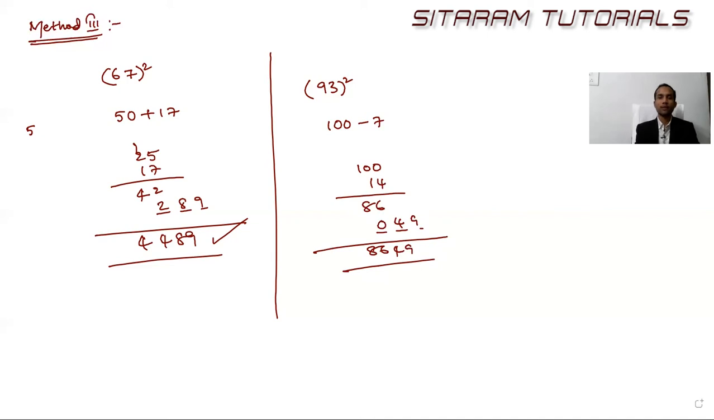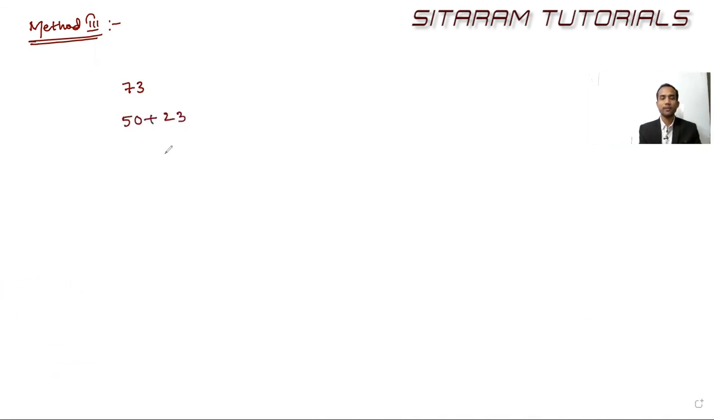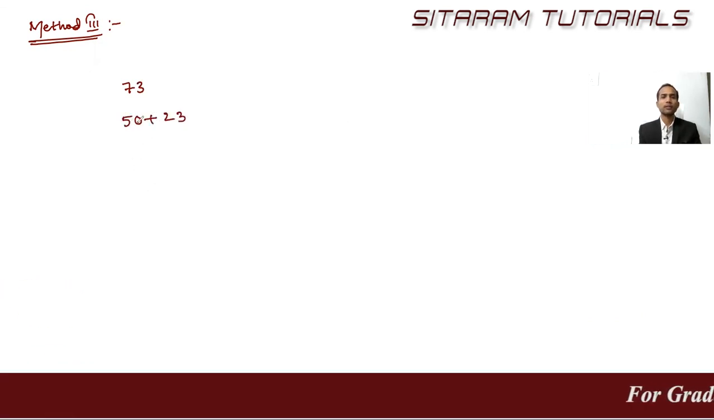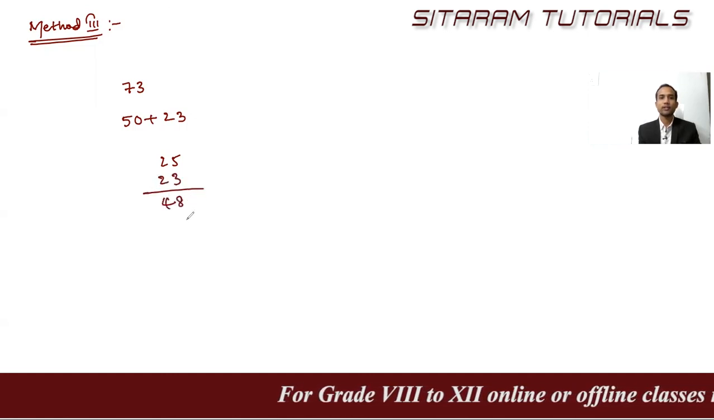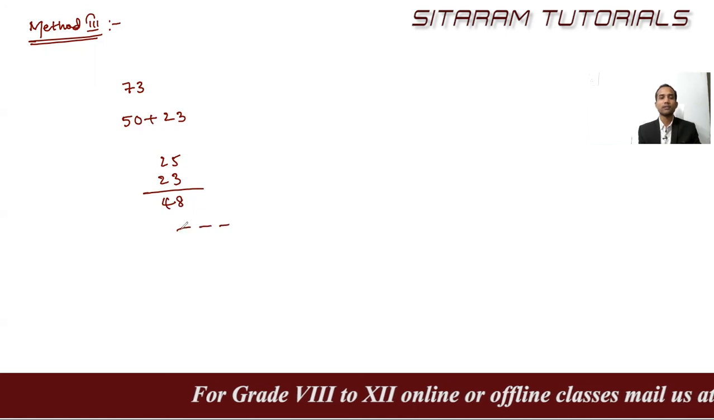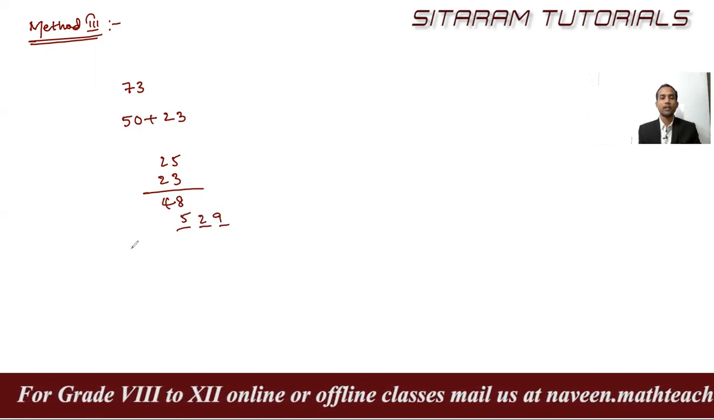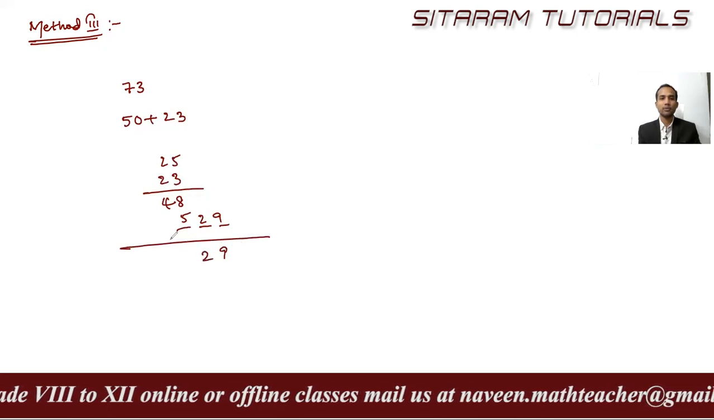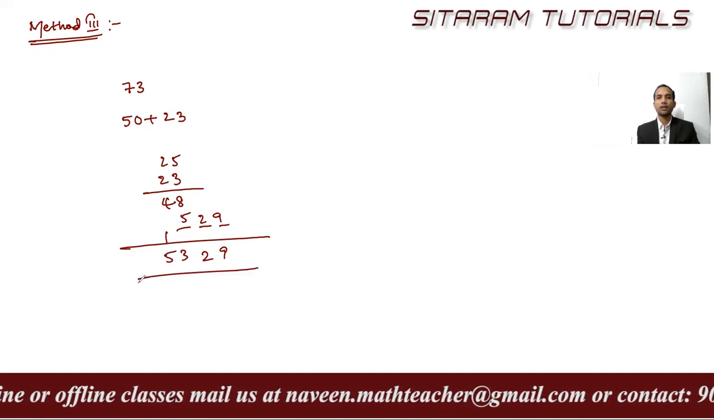Let us take one more example. 73. 73 is 23 more than 50. For 50, take out the 0 and 5 whole square is 25. And the key number is only 1. 1 into 23 is 23. So this is 48. All right. And we need to write 23 whole square. That is 529. That's all. 5253. So 5329 is the answer.